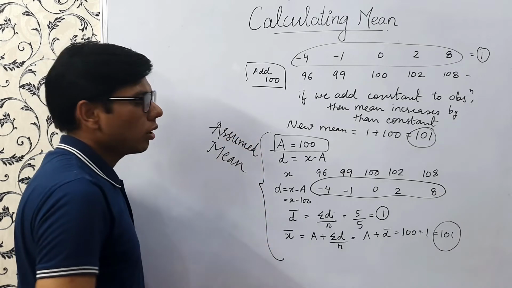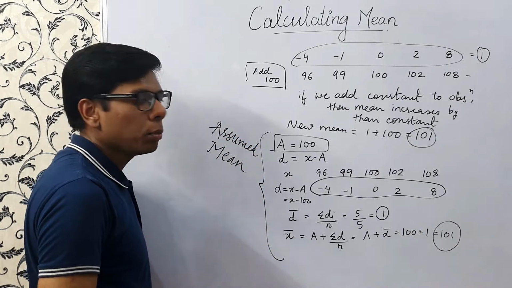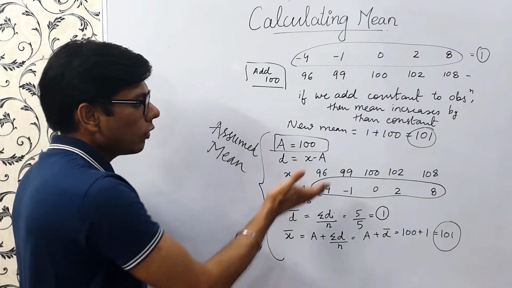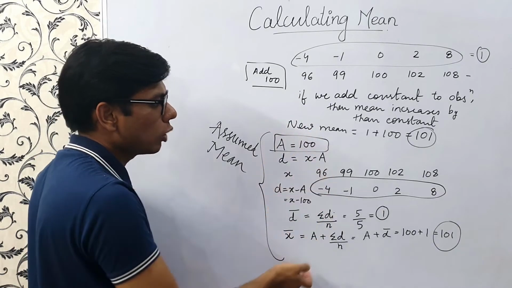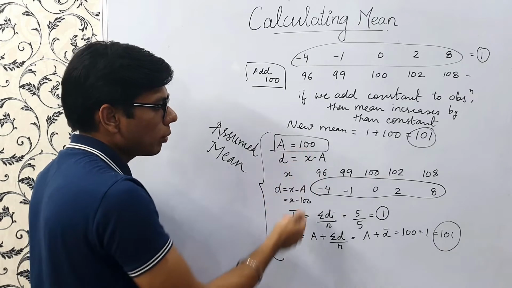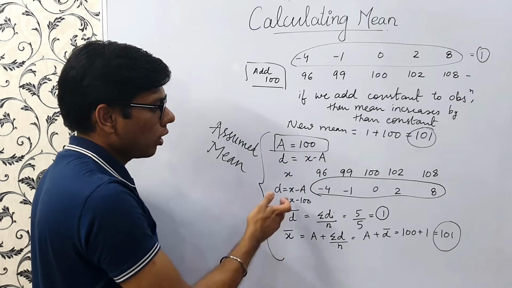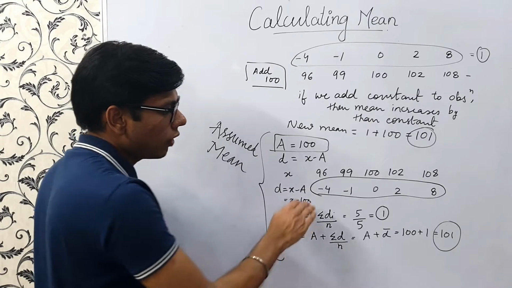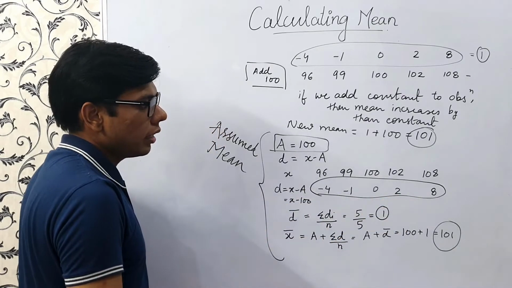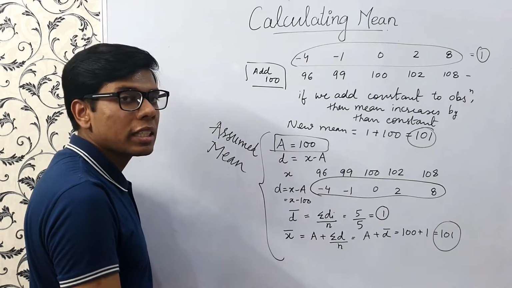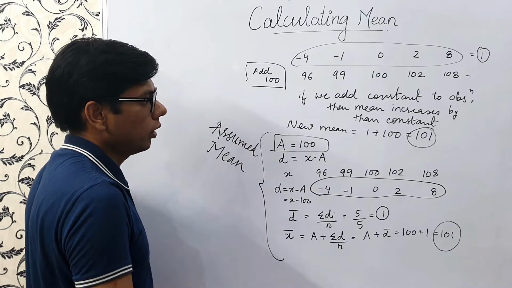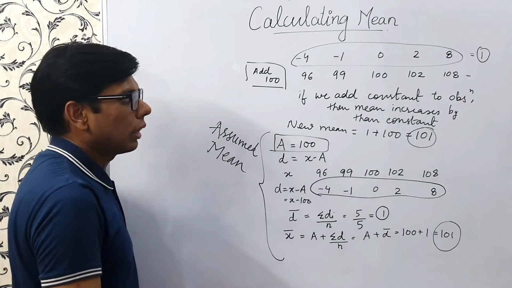So this method is known as assumed mean method. So what we have done is we have made our calculation simpler by just doing some manipulation, by just assuming something and subtracting that from our original observations. We have reduced our data set to some smaller observations, and then we have calculated mean, that is easier for us to calculate. So this is assumed mean method.